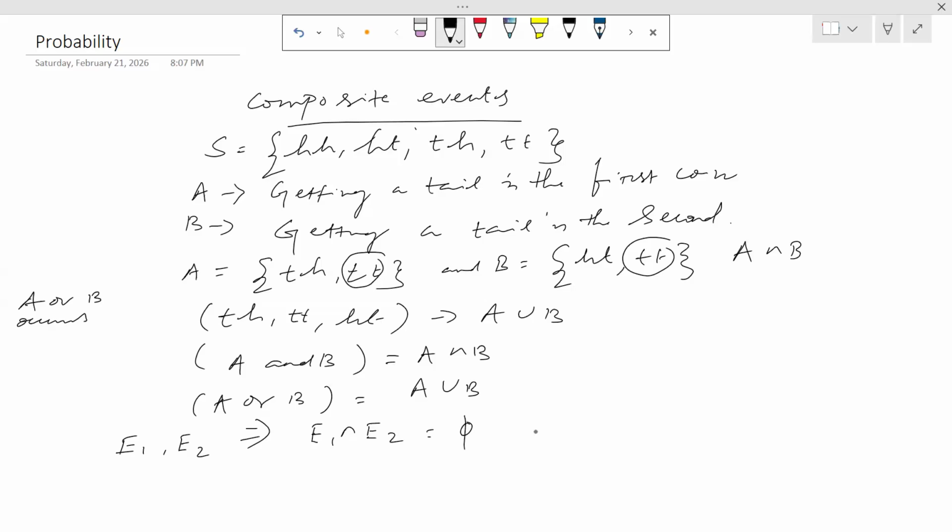So you can write the theorem. The theorem is basically if E1 and E2 are two events in a finite sample space, then probability of E1 union E2 is equal to probability of E1 plus probability of E2 minus probability of E1 intersection E2.